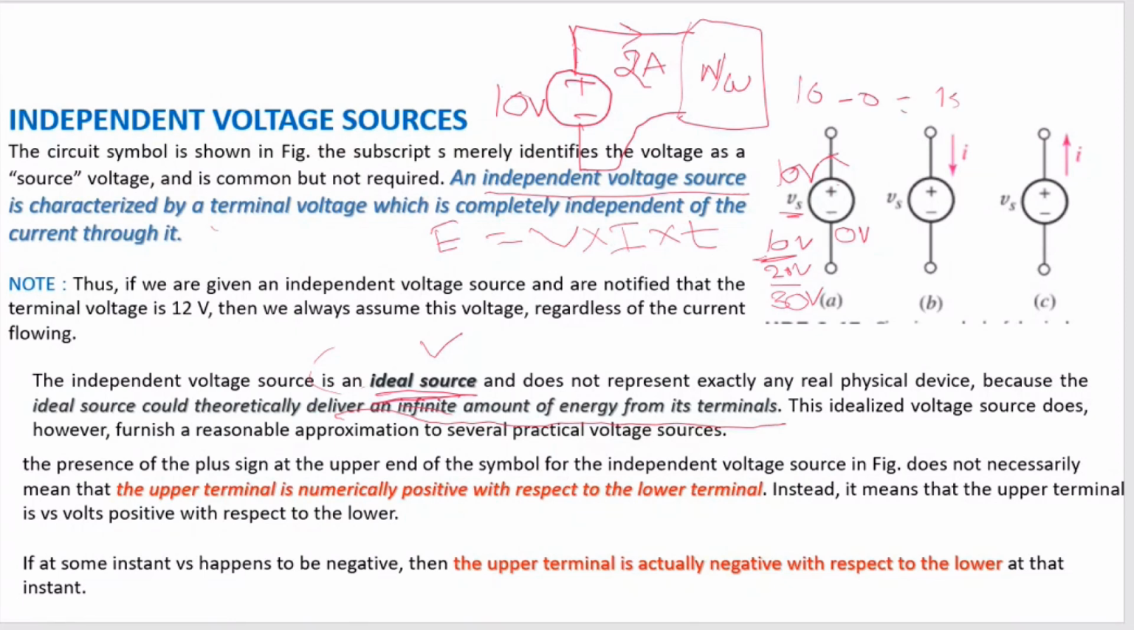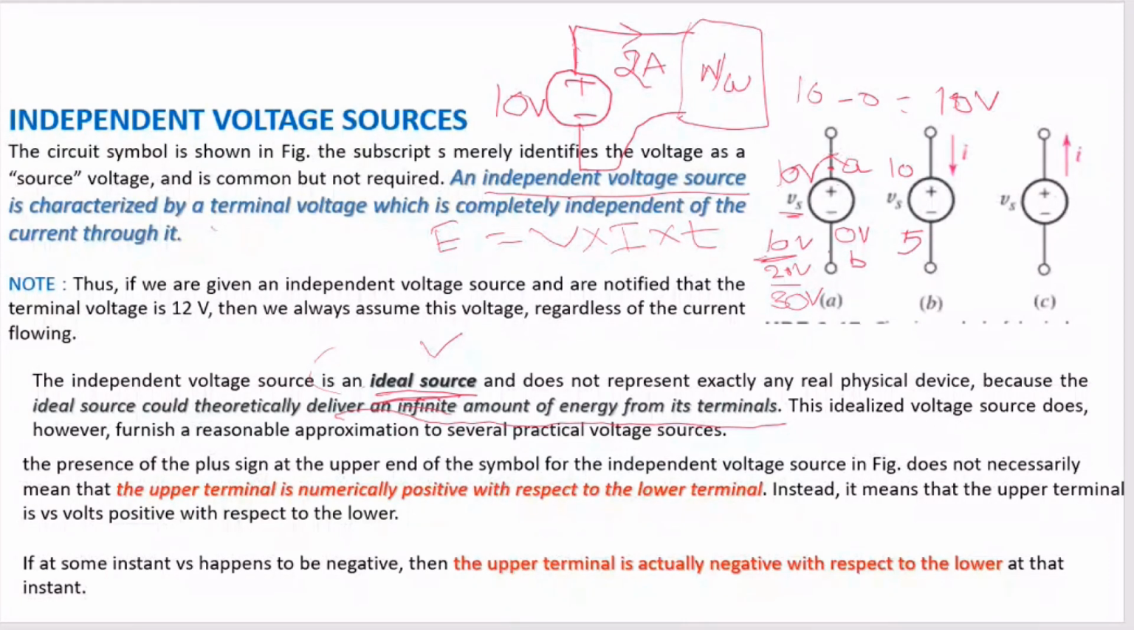If I write 10 here and 5 here, then what is the potential difference? 5. If I write 10 here and 5 here, 10 minus 5, that is 5 volts. The potential difference is nothing but VA minus VB. Suppose it is terminal A and terminal B, then the potential difference is VA minus VB. So this is about your independent voltage source.